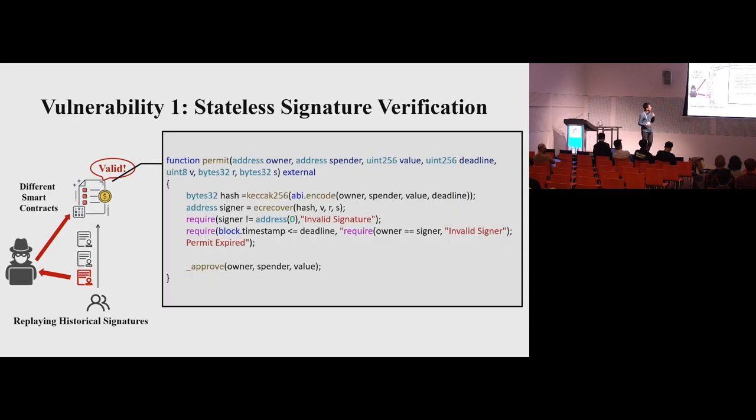Specifically, this is because the victim contract implements the signature verification in a stateless way. That is, it only verifies the validity of the signature without checking whether the signature has been used. Consequently, the smart contract will always accept these valid but replayed signatures. We call this vulnerability stateless signature verification.